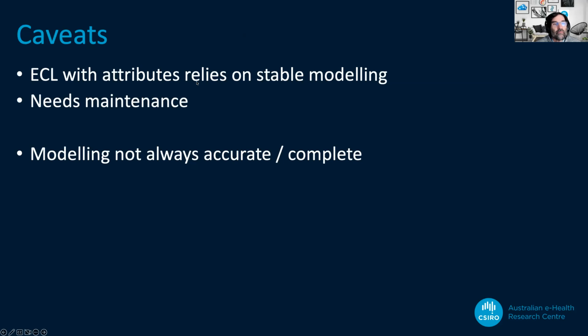And I've mentioned this already, caveats: relying on the ECL referencing attributes effectively relies on stable modeling, and if the modeling changes, then your ECL expressions are going to need maintenance. And the modeling may not always be accurate or, more significantly and commonly, not complete. Hence, you need to be careful about checking that you're actually getting back all of the things that you think you should be getting back.